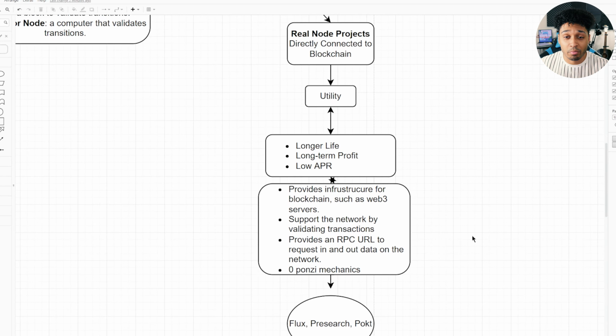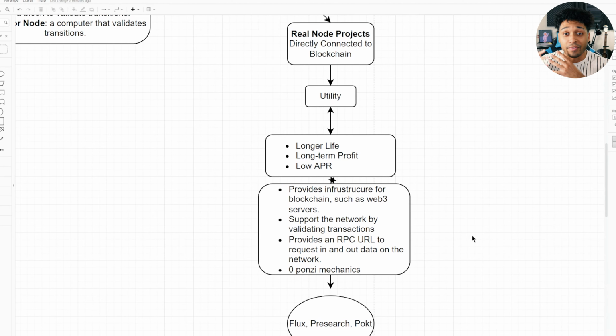And the final thing about real node projects is that there is zero Ponzi mechanics. They do not require people to come in order for you to get paid. You get paid solely off of validating transactions, or if you hold the token, by staking those tokens on the blockchain. That's how you get paid. So they do not necessarily require people to come into the project. They require people to be active on that blockchain for you to have transactions to validate, but they do not require people entering the project for you to get paid. That's not how these real node projects work, and that is the first thing you should look for when you're looking for a real node project.